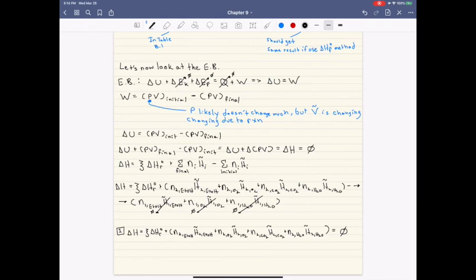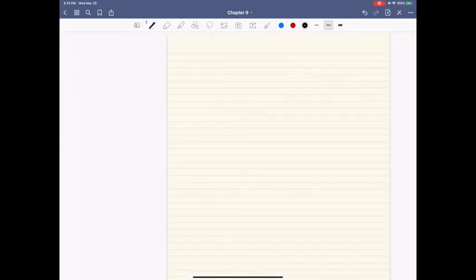And so now we need to figure out what each of these molar enthalpies is. And the way we're going to get them is by integrating the heat capacity values that we can find in the back of the book. All right, so I'll go to this next page, and we'll go species by species.